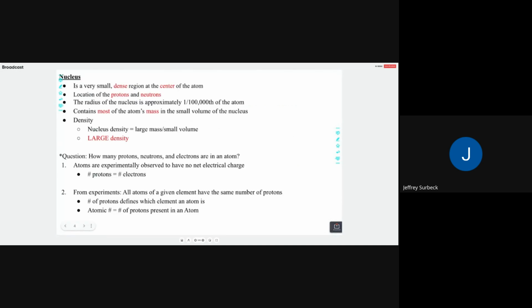So now let's learn a little bit about our nucleus. We said it's right there at the center in our picture, and it's going to contain our protons and our neutrons and most of the mass. That tiny little area is going to contain most of our mass. Because it's such a small area with most of the mass of the atom, the density is going to be enormously large. It's almost mind-blowing how large that density would be.